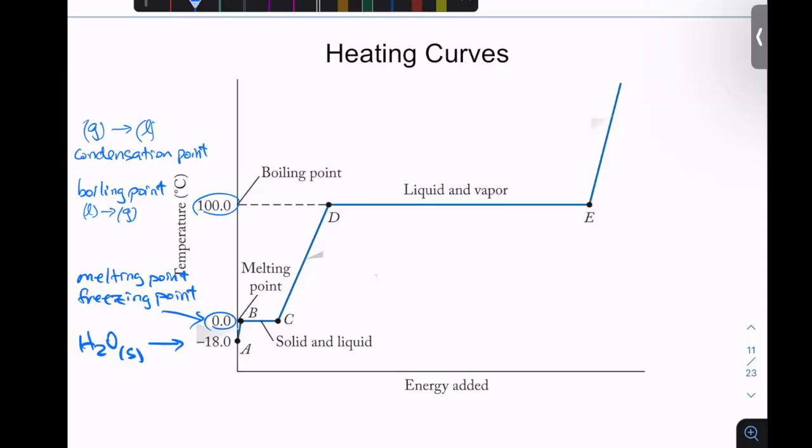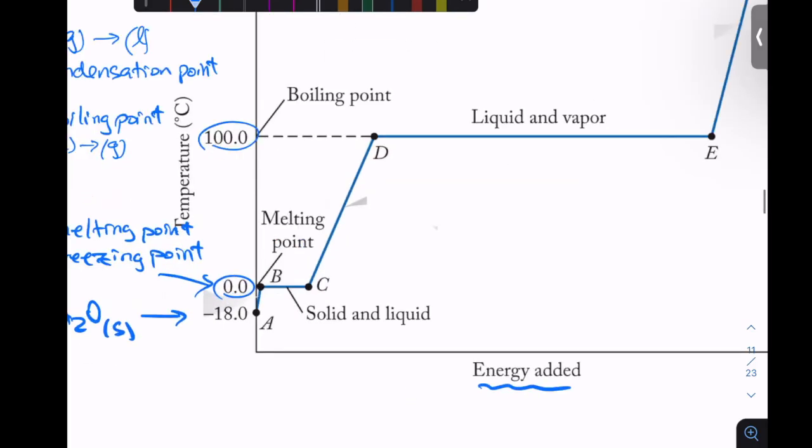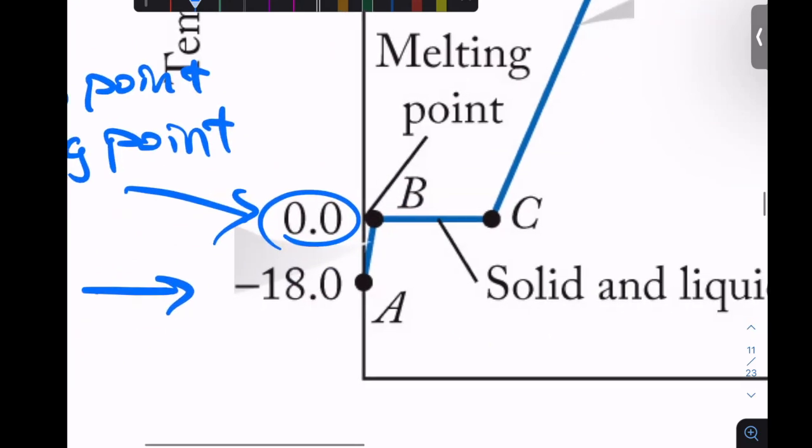We are heating up. So on the x-axis, we're constantly adding energy. If we start at minus 18 degrees Celsius, okay, if I zoom in here, there's a small part of this curve. Believe it or not, you can get colder. Ice can get colder than 0 degrees Celsius, okay? 0 degrees Celsius happens to be the point where the solid is in equilibrium with the liquid.